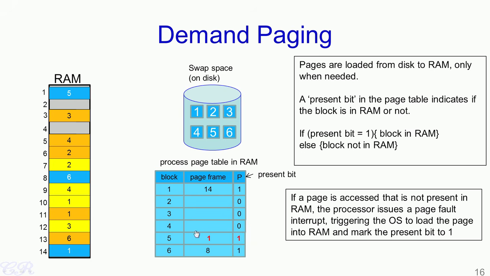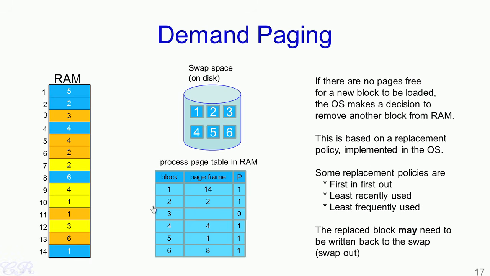Consequently, it will also modify the process's page table. For instance, over here a value of 1 is added to the page frame number and the present bit is set to 1. Now, all later accesses to this particular block 5 will not cause a page fault because the present bit is set to 1. However, the first accesses to blocks 2, 3 and 4 would result in page faults, and would cause the operating system to execute and load the corresponding blocks into the RAM.